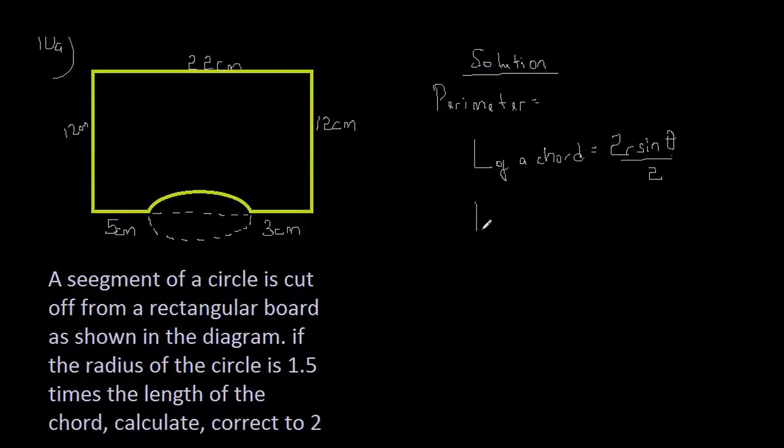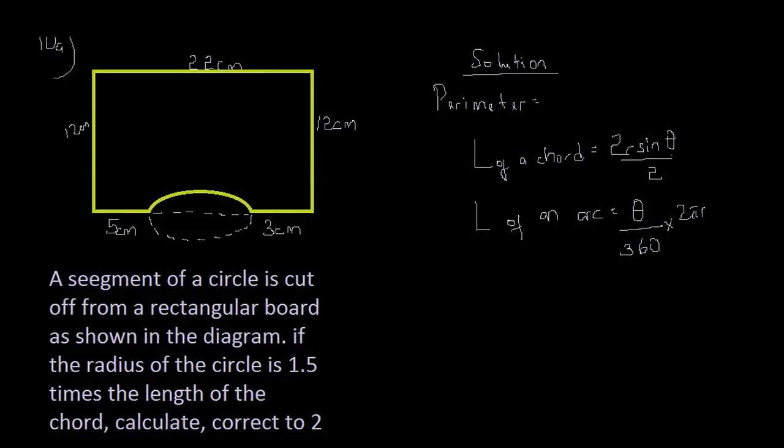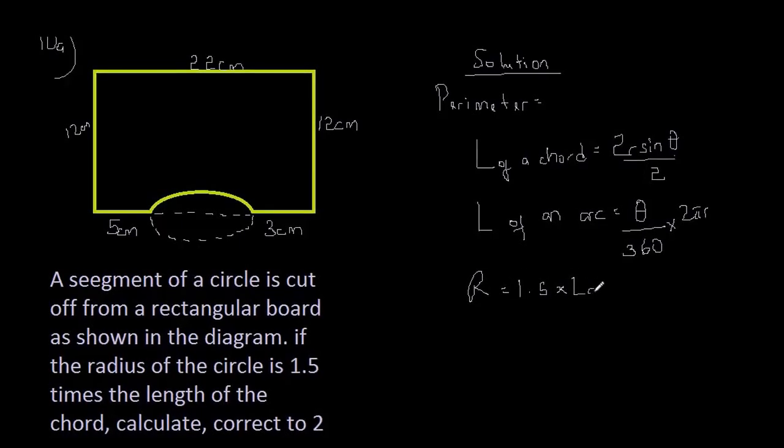Now, the length of an arc, which is basically what we need here, is theta over 360 times 2 pi r. If we have the length of this chord, then I can get my value for theta and substitute it back here and get the length of the arc. And do not forget, your radius was given to be 1.5 times the length of your chord.